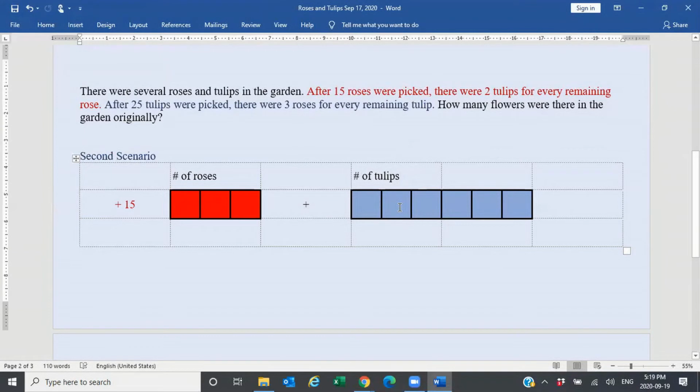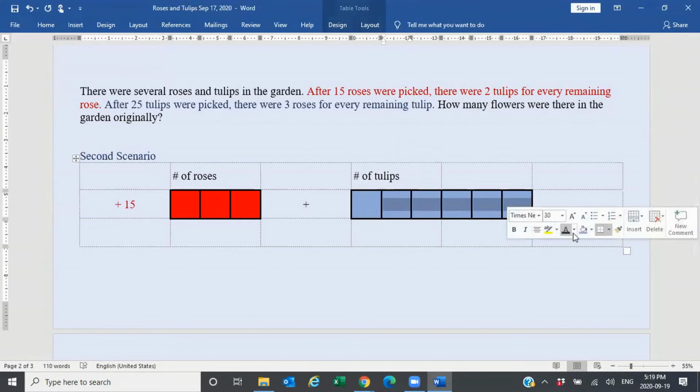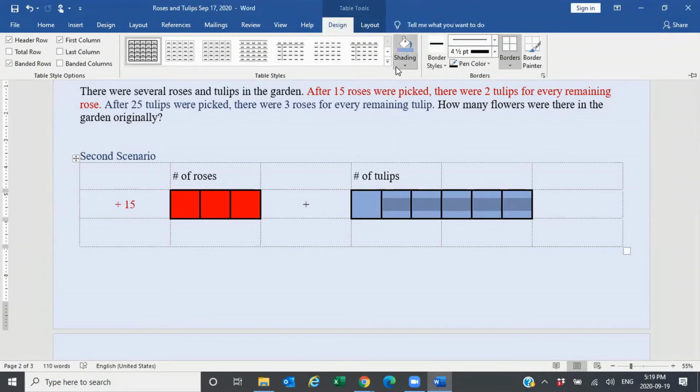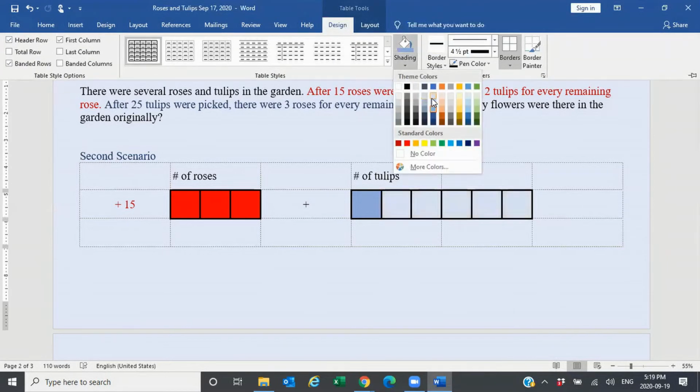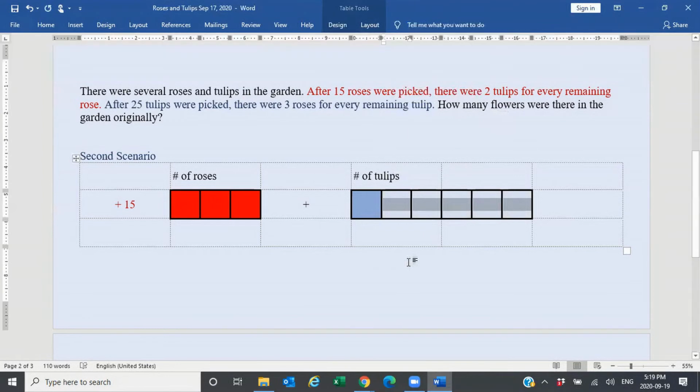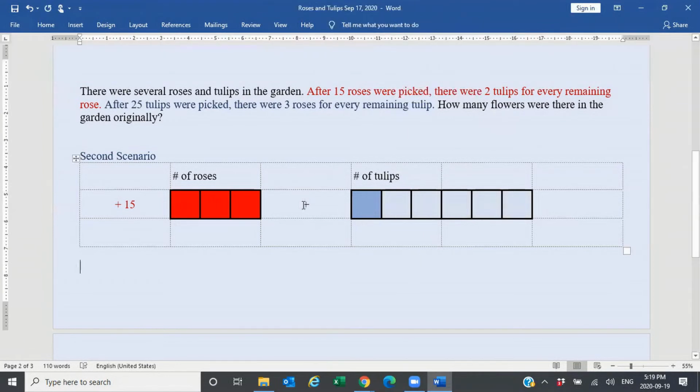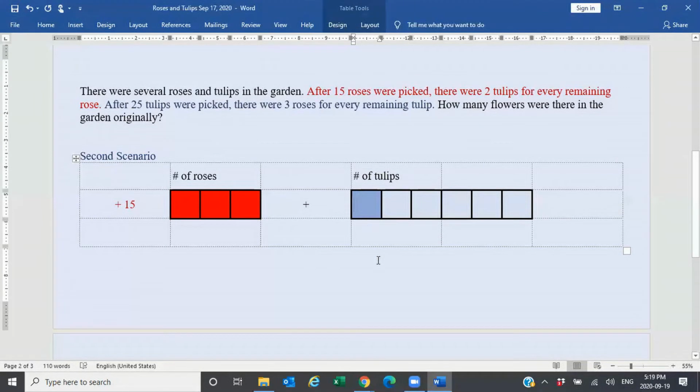Perfect. Now there's only one of these left because there are 3 roses for every remaining tulip. And I will make these a different color. I'll make them a very light blue. So these are gone, these were picked. And now there are 3 roses for every remaining tulip. The number of roses and the number of tulips.